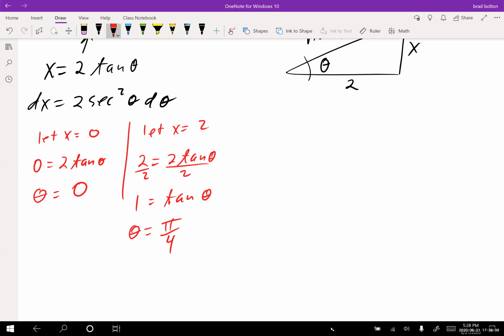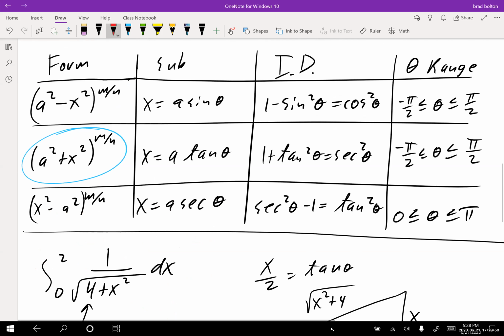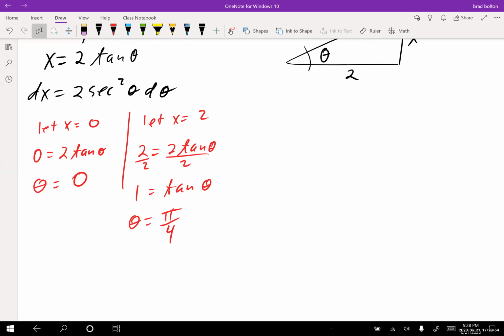There are other options that would give you 1, but that would be in quadrant 3. I think, yeah, 5 pi fourths would also give you 1 because you'd have a negative over negative, but we're not allowed to use that because of the restrictions put on this. So we have our new limits of integration. We're going to integrate from 0 to pi over 4.